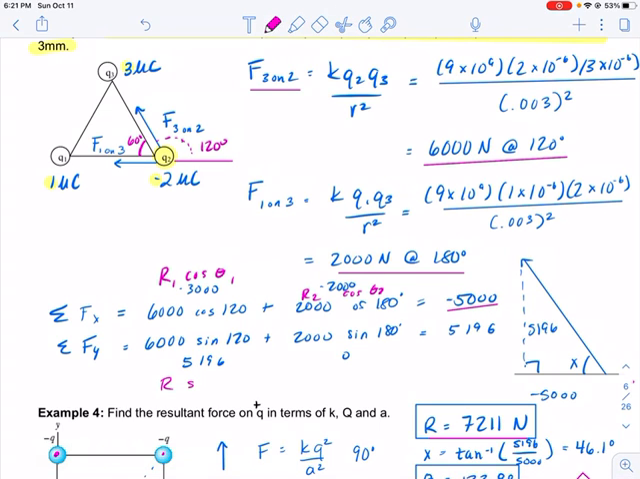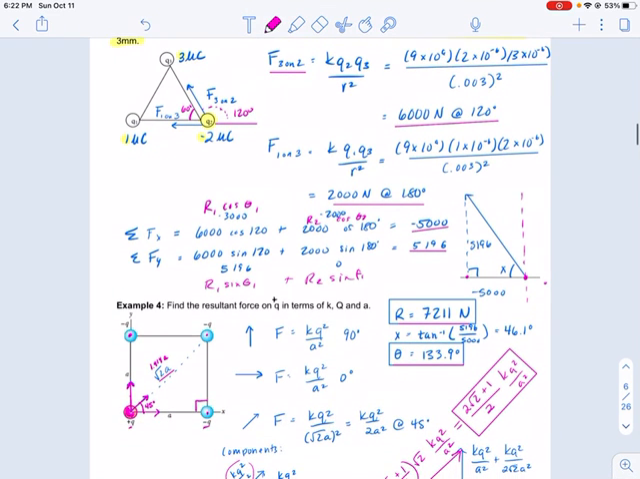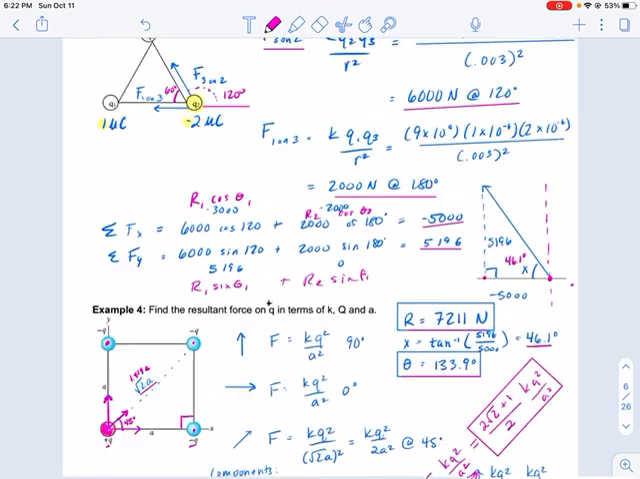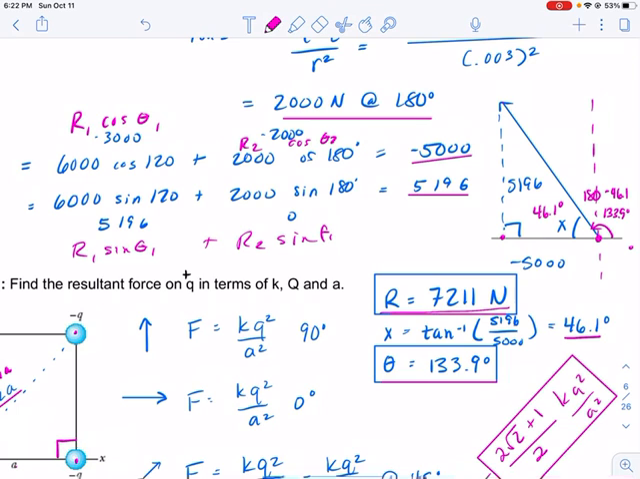Then I do the same thing in the y direction, r sine theta, and I get the vertical component. Now this vector is going to end up in the second quadrant because the horizontal component, if I started at 0, 0, is -5,000 and the vertical is positive 5,196. When I solve for the angle, this 46.1 degrees is a reference angle. It's in the second quadrant. And so the angle that I actually want, as measured from 0 degrees, is 180 minus 46.1, which is 133.9. And again, I can use the Pythagorean theorem to find r. R is 7,211, and theta was 133.9.